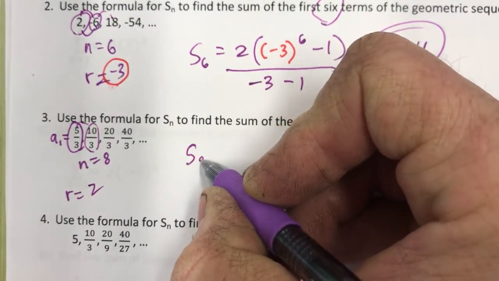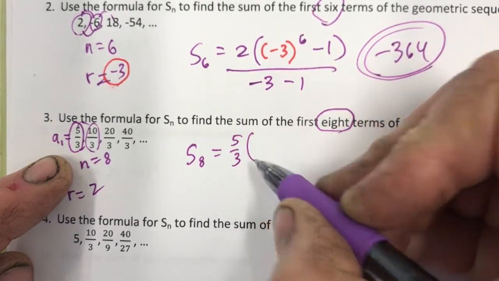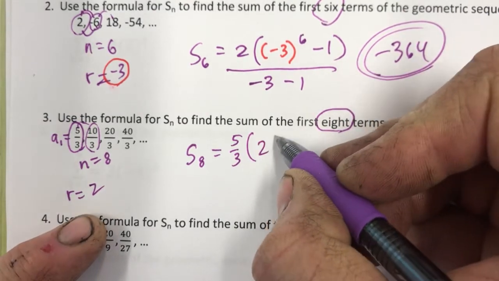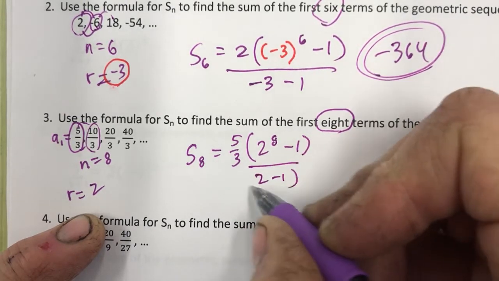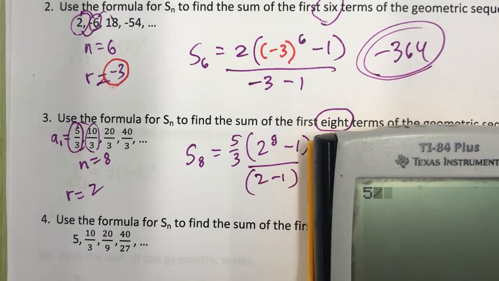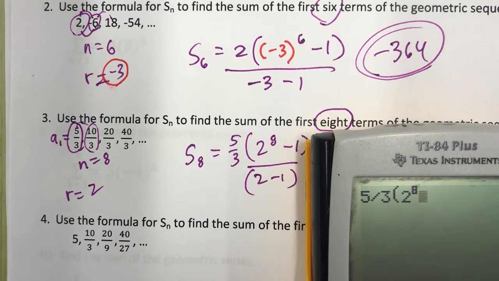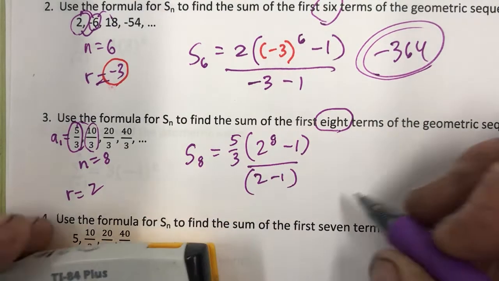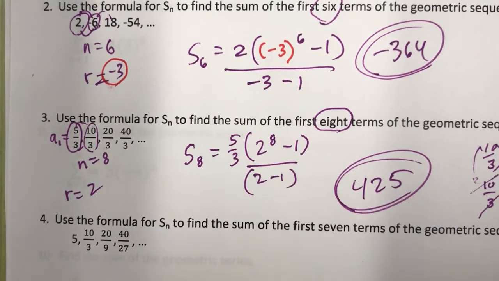So the sum of these 8 numbers is going to be the first one, 5/3, times 2 to the 8th power minus 1, divided by 2 minus 1. Okay, so let's see here, 5/3 times 2 to the 8th power minus 1, and then divide by 2 minus 1, and there you go, 425. That's what I get when I add all these up.